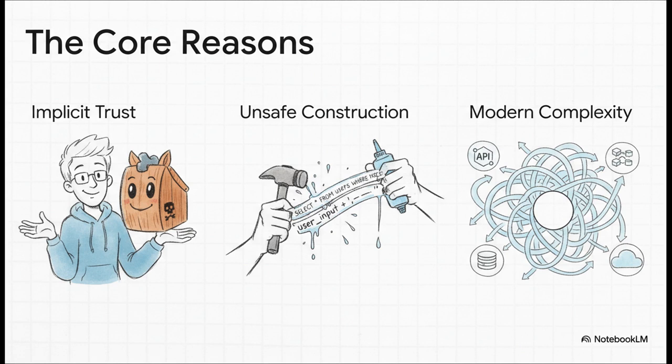And third, modern applications are just complicated. You have microservices calling other services, APIs all over the place, data comes into the system from dozens of different paths, and it's almost impossible to keep track of it all.